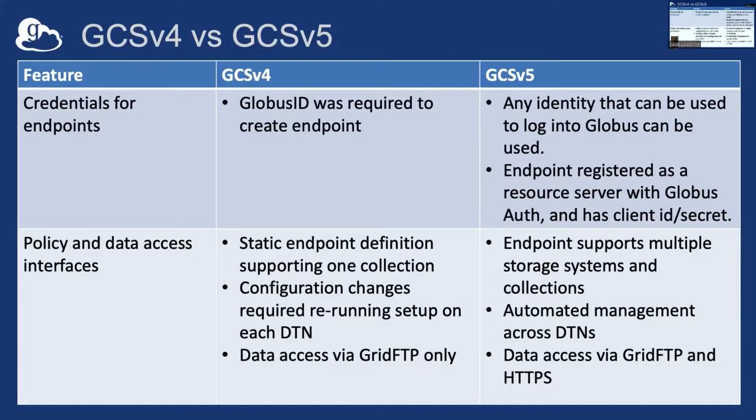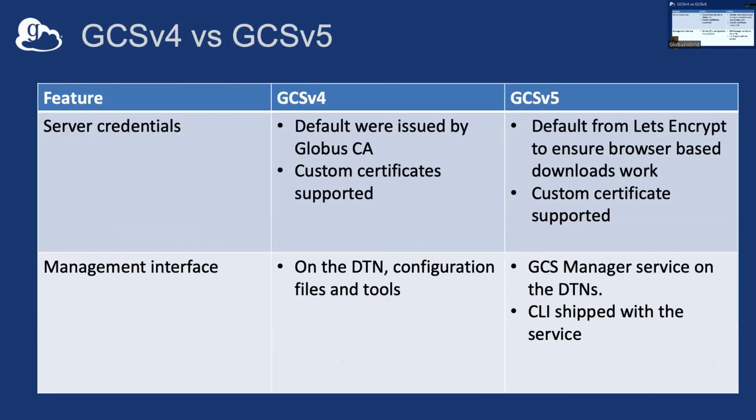And data access was only GridFTP in V4. With V5, you get GridFTP and HTTPS, but you as an admin have controls. You can turn on and turn off HTTPS. You can disable anonymous access to HTTPS. So you have lots of controls on what you allow there, right?